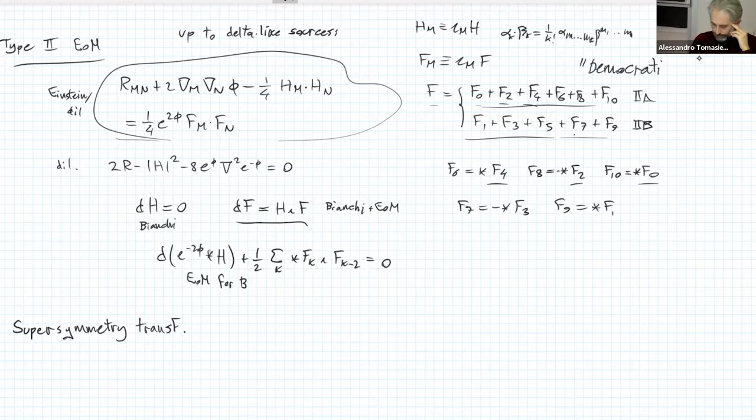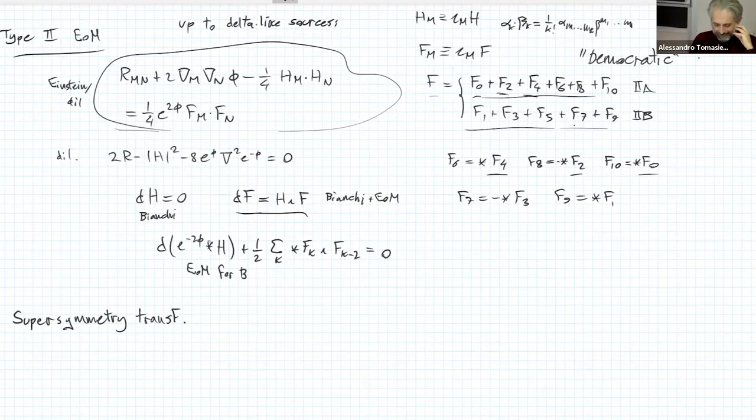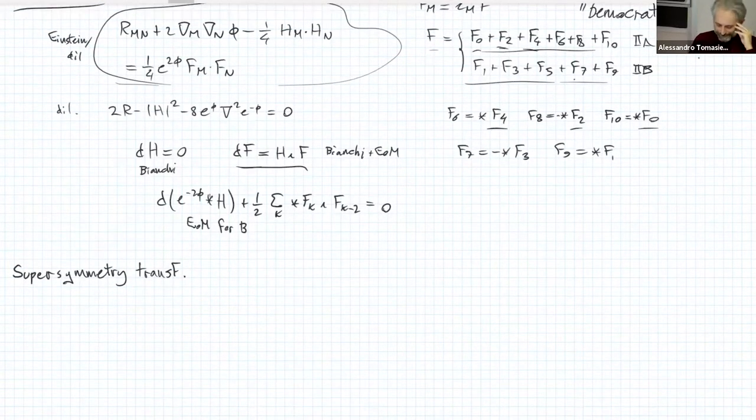Why democratic? Because you don't give preference to the forms of low degree, like 0, 2, 4, over the ones of high degree, 6, 8, 10, but you include them both. You give them both equal weight, so to speak. I'll give only the supersymmetry transformations for the fermions, for the reasons we already saw.